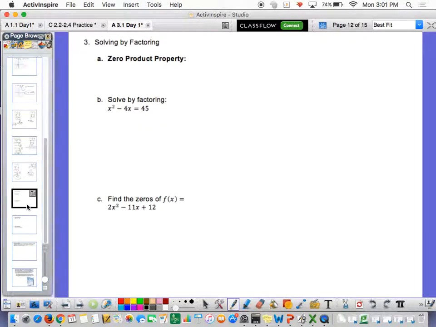All right. Third method, factoring. Okay? I know you all love factoring, but I mean, great. Me too. And so we've got this thing called the zero product property. Okay, and I'm going to type this out.